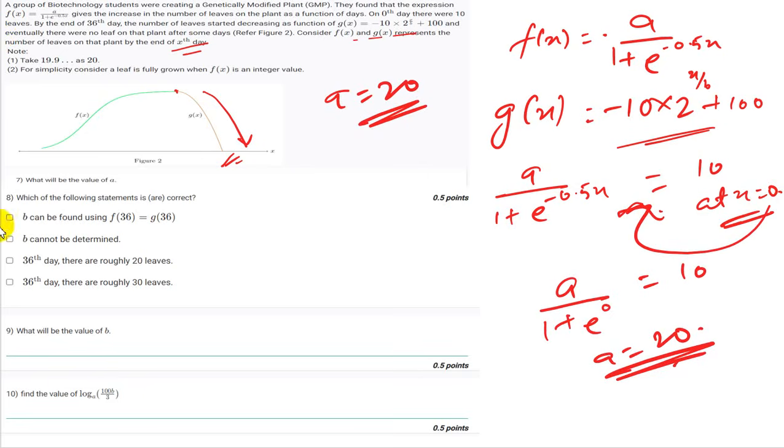So the first option is correct, because we can find the value of b, because both the functions take the same value at this point, which is x = 36. It says that by the end of the 36th day it starts decreasing; till the 36th day it is increasing, and then it starts decreasing. So at this point the values are the same. So the statement that b cannot be determined is wrong. B can be determined. Okay, so let us find b.